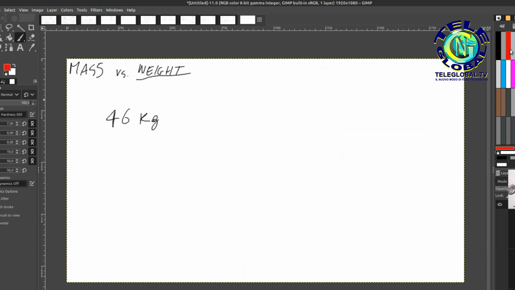And actually, let me start by saying that kilograms are for mass, not for weight. Weight, what we actually mean in physics, is the force of gravity. As such, weight is measured in Newton because it's a force.